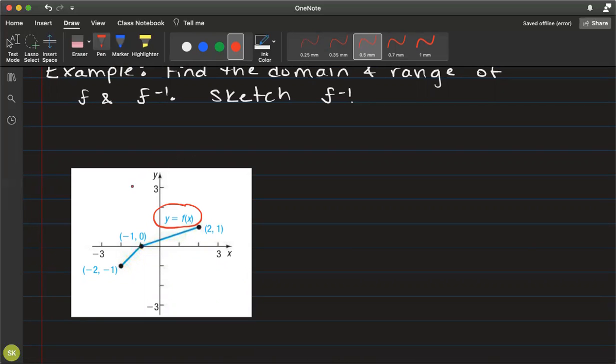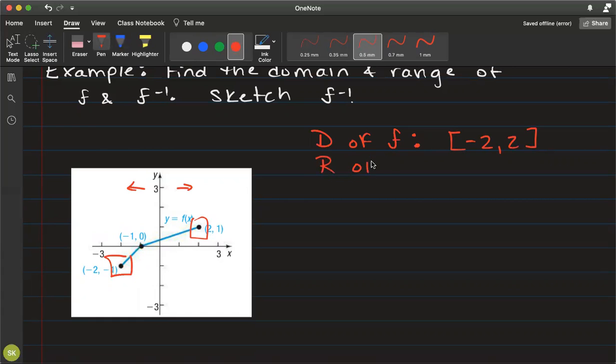Remember that the domain is how far left and right you go. So let's put f here, and I'm just going to use d for domain. The domain of f is what? Well, the furthest point to the left we have is this (-2, -1), and the furthest point to the right we have is this (2, 1). Remember, domain is looking at the x values. Because these points are colored in, I'm going to use a bracket. So we go from -2 to 2.